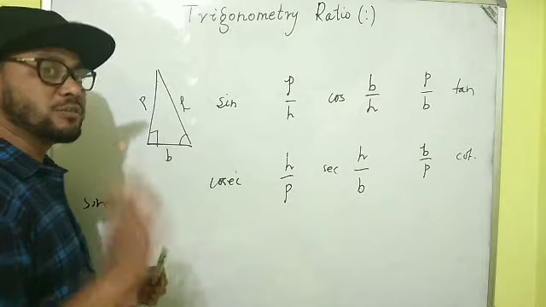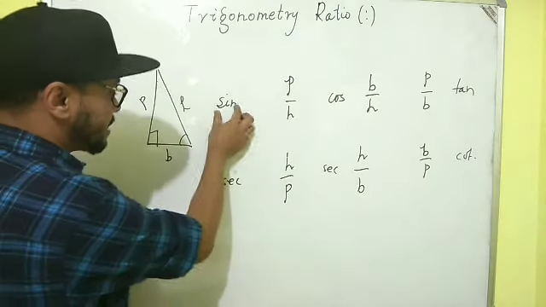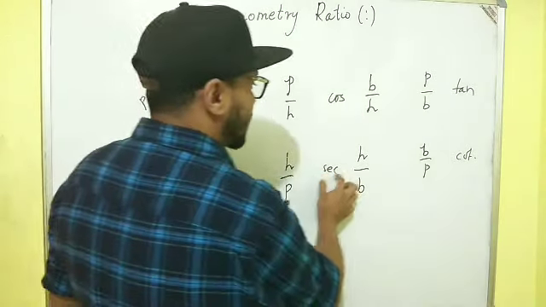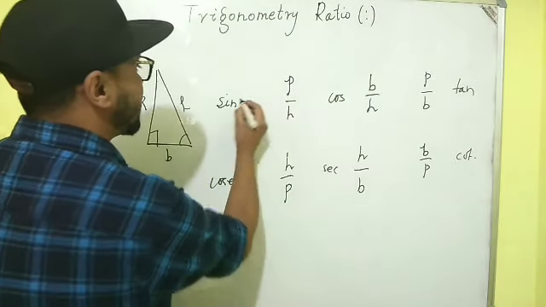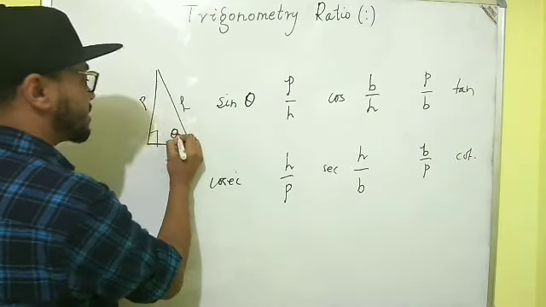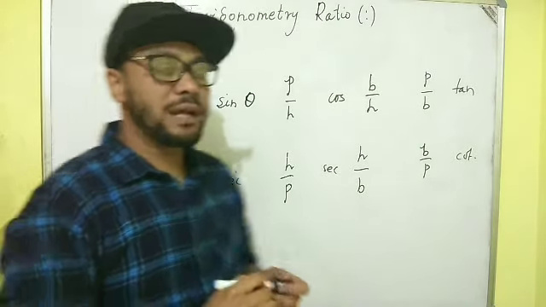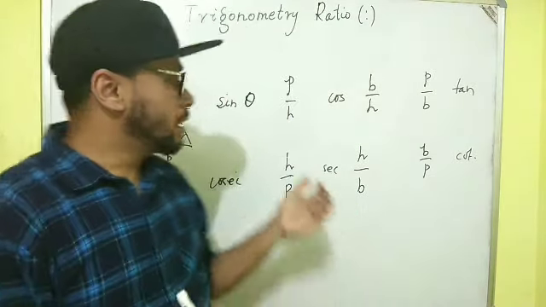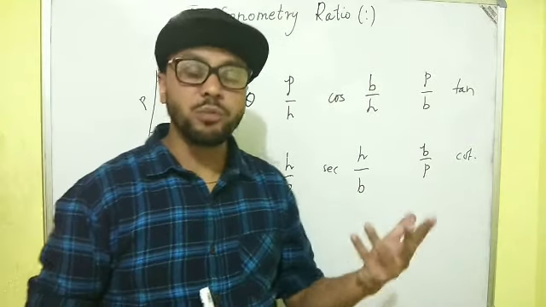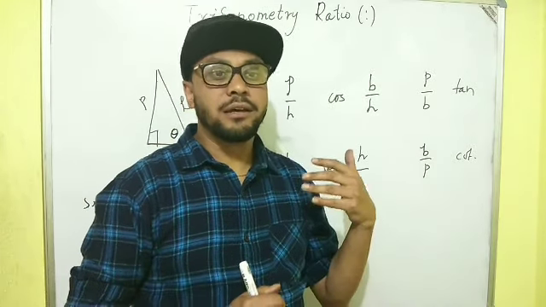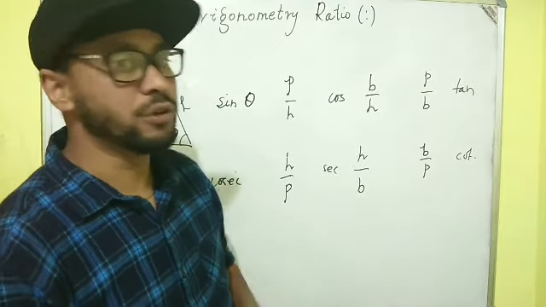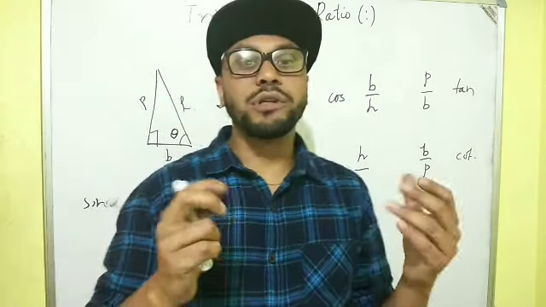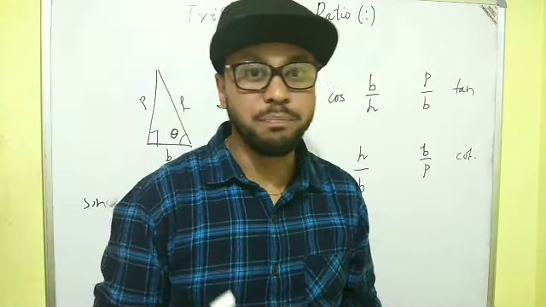But here something is missing. Now this sine, cosec, cos, sec, cot and tan are meaningless if we don't write the angle. So let us take the angle as theta. If you don't write the angle, all the trigonometric ratios without the angle are like your cell phone without software. If you don't have software, then your phone is useless.